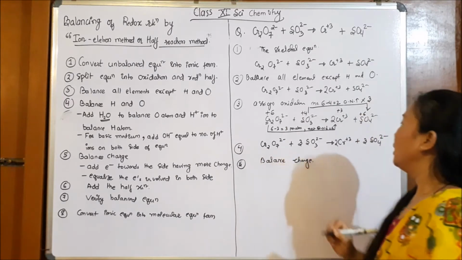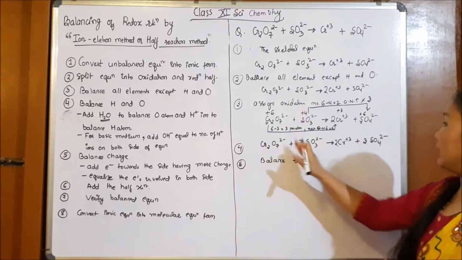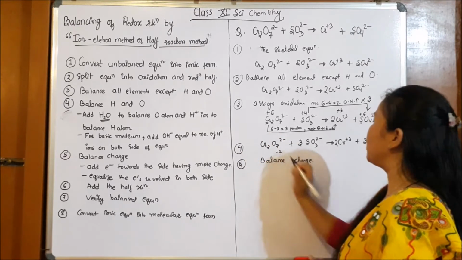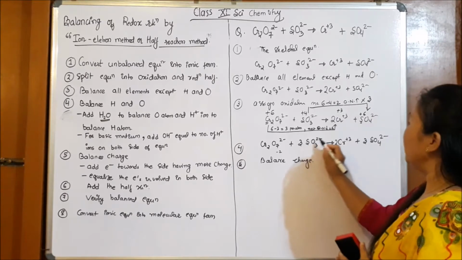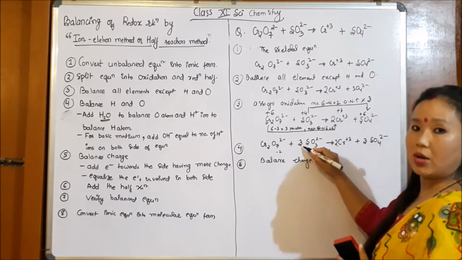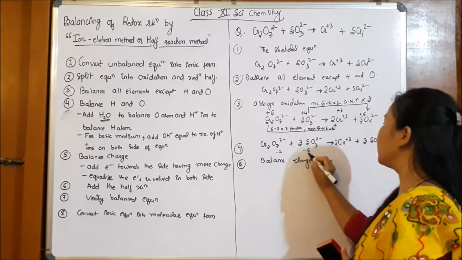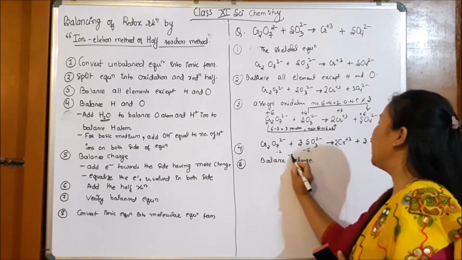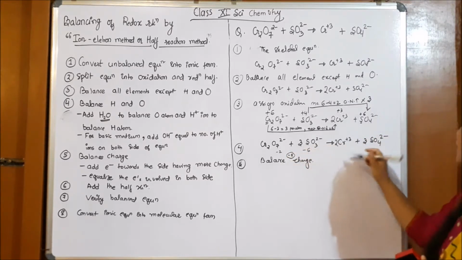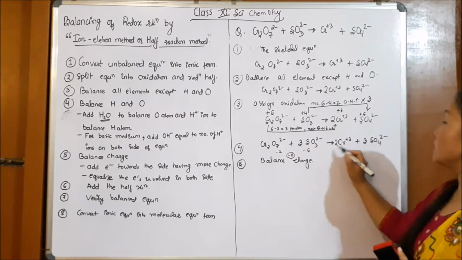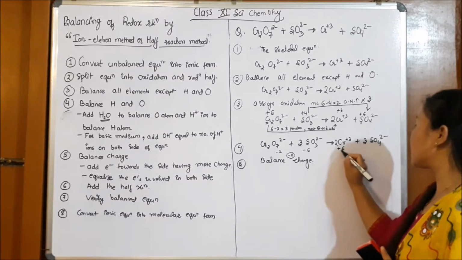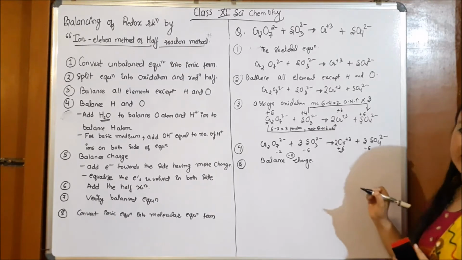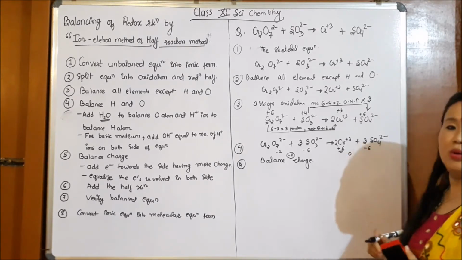Balance the charge. So what is the charge on this side? In this species the charge is minus 2. And here? If one has minus 2, what will three have? Minus 6. So the net charge on the reactant side is minus 2 minus 6, which is minus 8. Now here, one has plus 3, so two have plus 6, and here 3 into minus 2 gives minus 6. So the net charge here is 0.